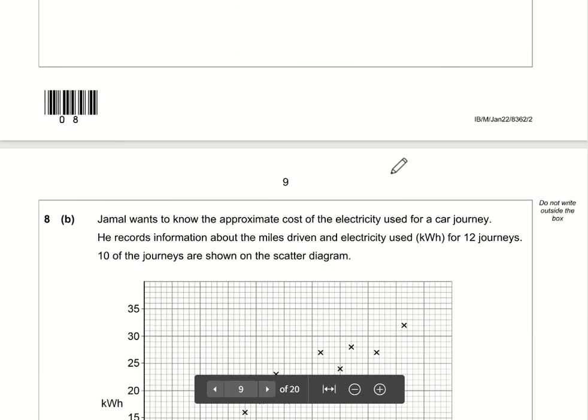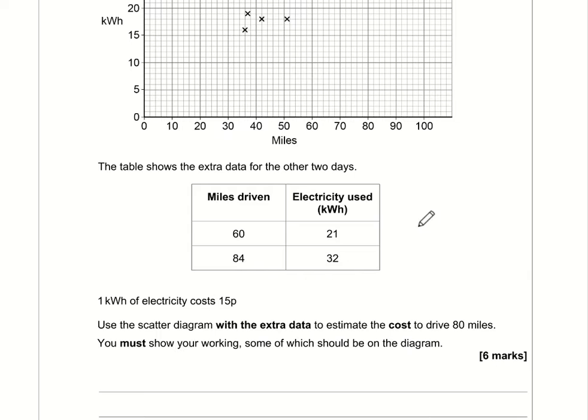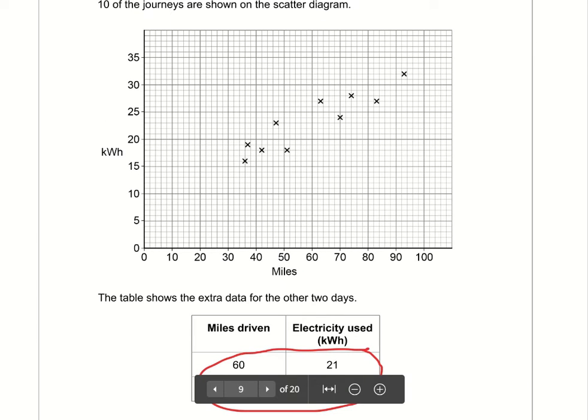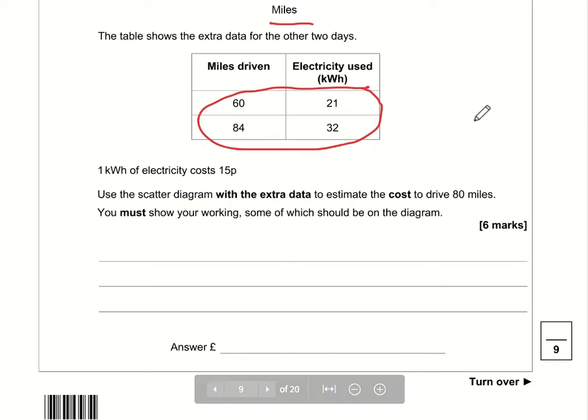Okay, so for part B, what we need to do is use the scatter diagram with the extra data. So this is the extra data here, so we need to plot that first. So let's just take a look at the scales. We know that we are going along the bottom in 2s, but we're going up the side in 1s. So miles along the bottom, kilowatt hours up the side. So 60, 21 is here, and 84, 2 across from 80, and 32, so 2 up from 30 is there. Okay, so we've plotted the extra data. Now we're using the diagram with the extra data to estimate the cost to drive 80 miles.